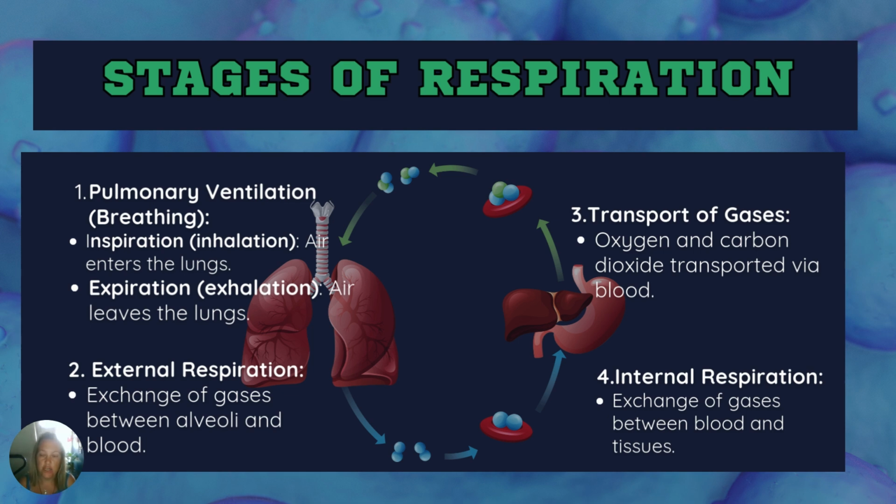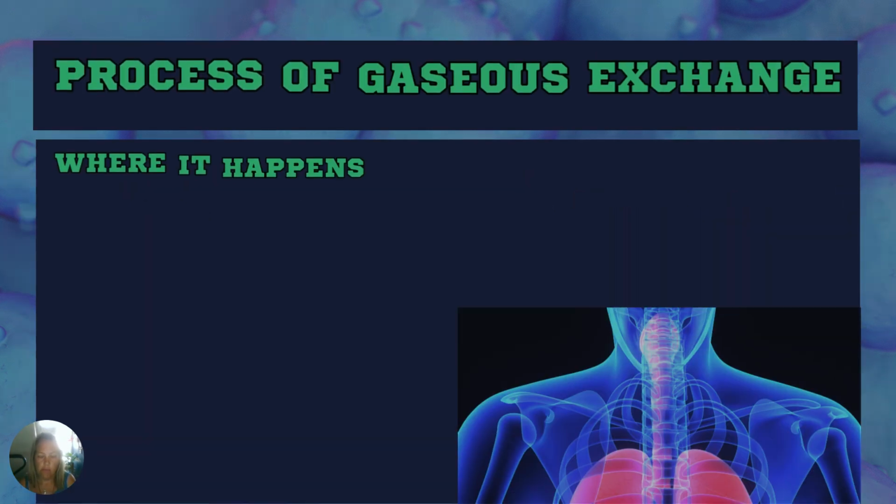And then we've got the internal respiration, which is the exchange of gases between blood and tissues. So the oxygen moves from the blood to the body tissues, and the carbon dioxide moves from the body tissues back to the blood. And that continues that circulation as the heart keeps on pumping. That circle happens each and every time there is a pump.